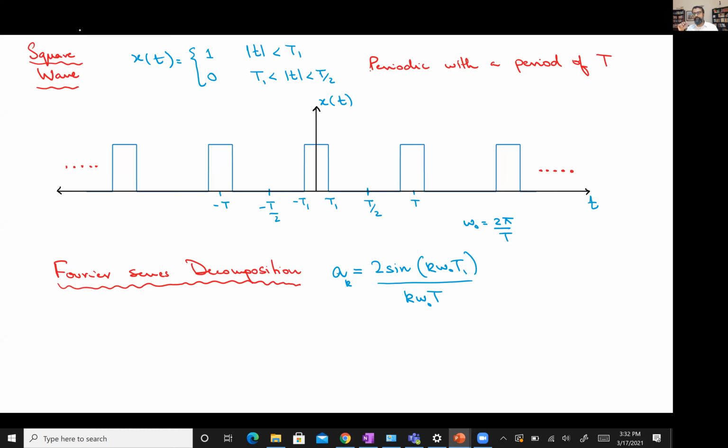So if omega naught, for example, is the fundamental frequency of the periodic signal, then we can break down the periodic signal into a composition of exponentials which have frequencies plus minus omega naught, plus minus 2 omega naught, plus minus 3 omega naught, and integer multiples of omega naught, right? So those are harmonically related exponentials, right?